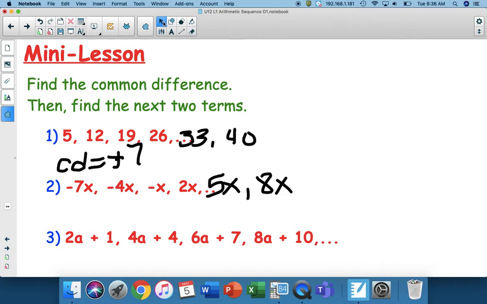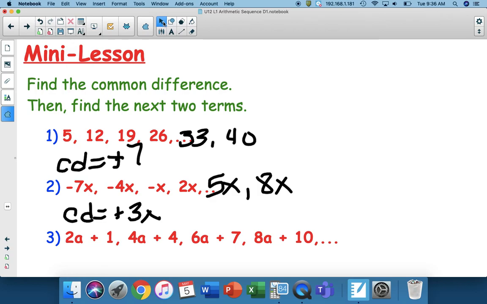Oh, and actually for number 2, we forgot to write the common difference. Plus 3x. And guys, always include your sign when you're doing the common difference, just because it's going to help you remember it. So as you're doing problems, you just have it to the side there. It helps you remember. Cool.